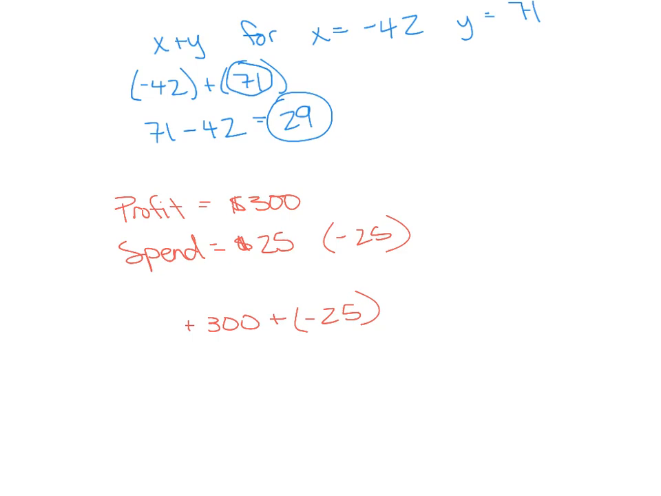We have different signs, so we're finding the difference, which is subtracting. 300 minus 25 equals 275. We're going to look both at 300 and negative 25 as positive numbers. 300 is larger and it is positive, so $275 is our answer. Okay?